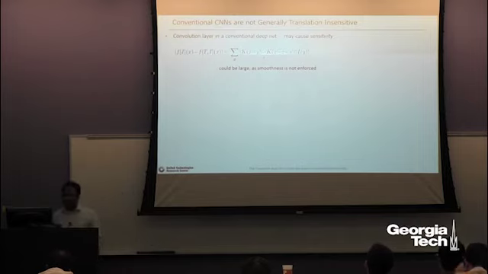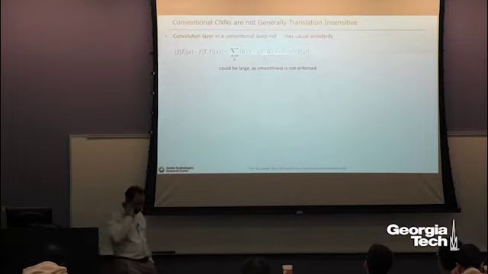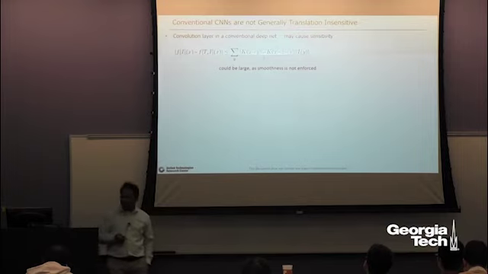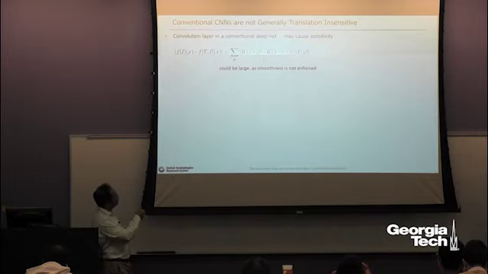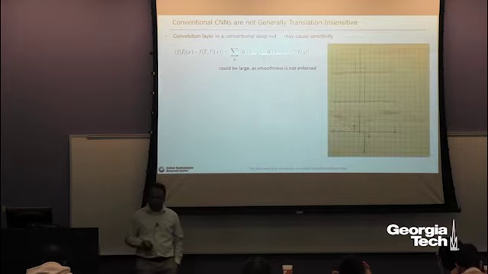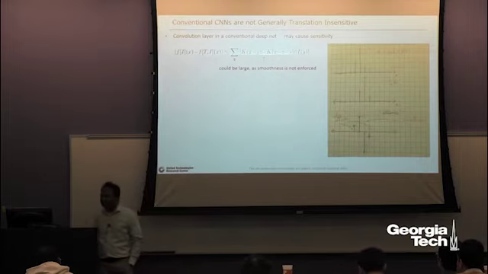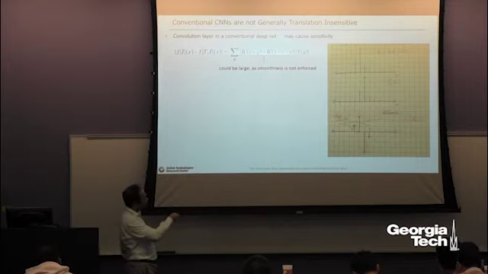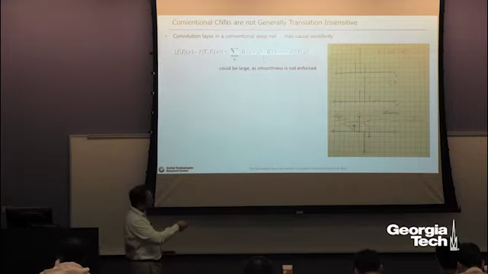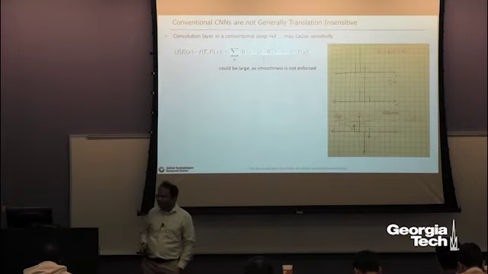Where am I here? Why may conventional CNNs not be insensitive? Well, it's because of this. If you look at the estimate, you have to have that the difference between the kernel and the shifted kernel should be small. But in practice, there's nothing that enforces that. When you train, you don't typically enforce smoothness of the kernel. If you look at the kernel and the shifted kernel and their difference, this is going to be high because there's no smoothness. And then over here, you're going to have edge effects.